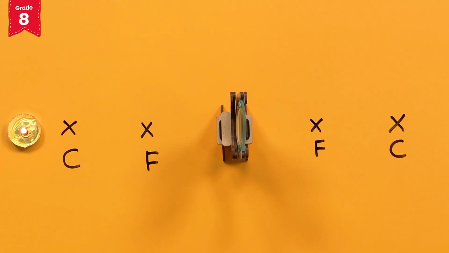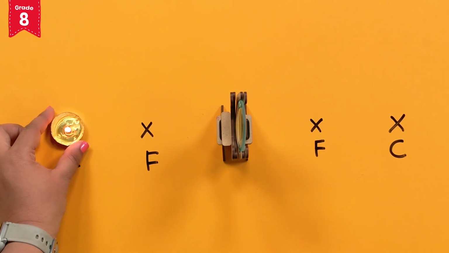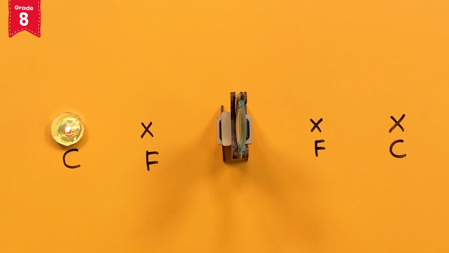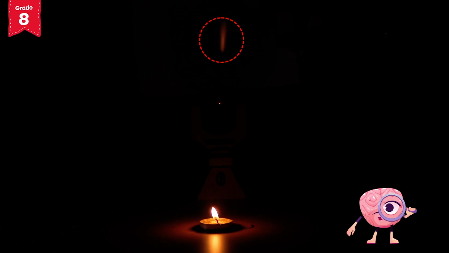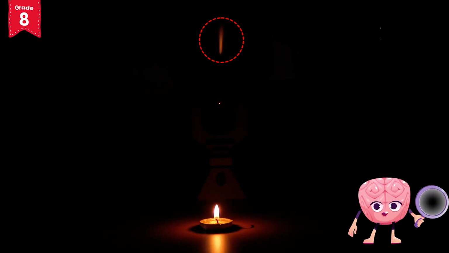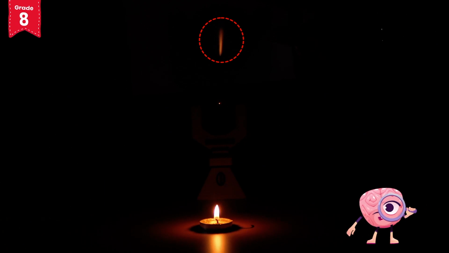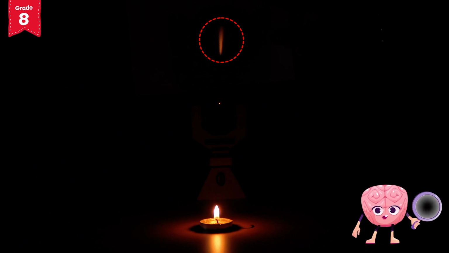Now, place the candle at C, the center of curvature. And let's see where the image is formed. A real and inverted image is formed at the center of curvature on the other side of the lens.